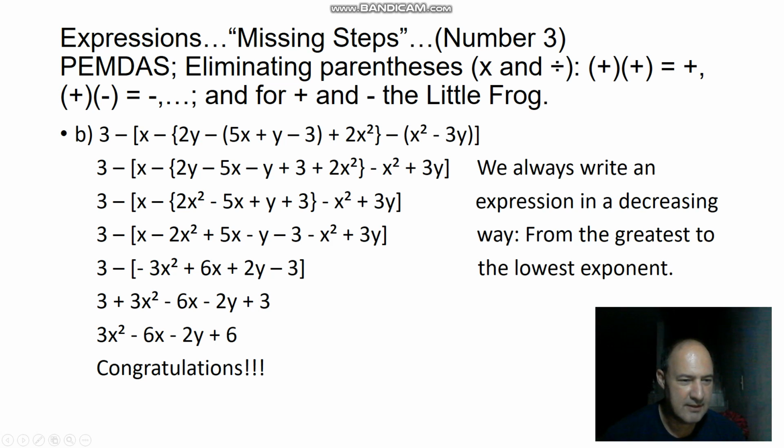Let me take my pen with the red color. Okay, so we have 3 minus the bracket x minus the braces, 2y minus parenthesis x, 5x plus y minus 3 plus 2x squared. We close the braces minus another parenthesis that is separated, and x squared minus 3y. Close the parenthesis, and so you need to imagine what is the format. What is the format, or which is the deepest part?